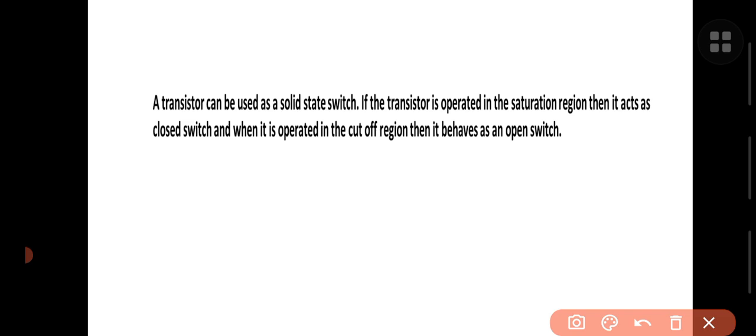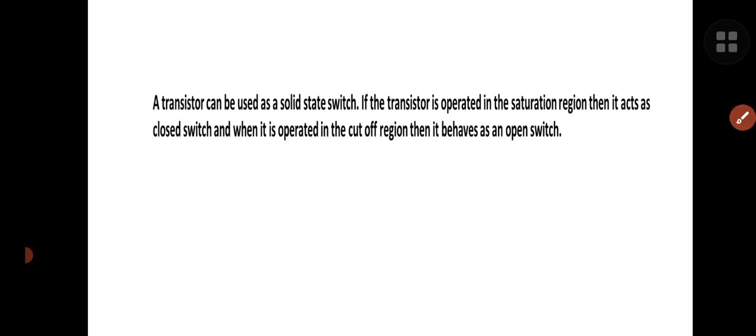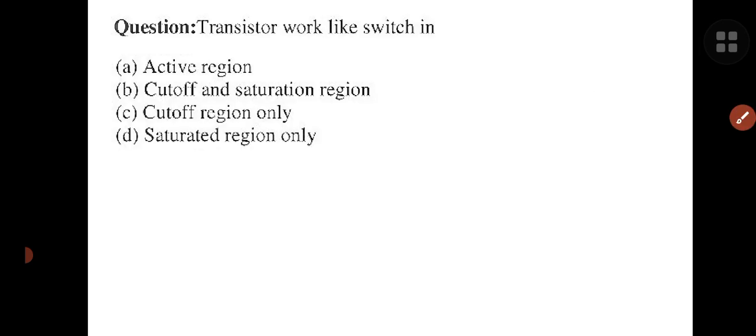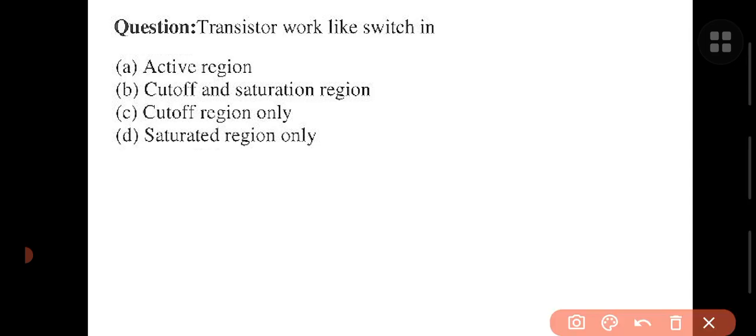So from this statement we can find the answer: B, cutoff and saturation region. In the saturation region it acts like a closed switch. In the cutoff region, an open switch. So our answer is cutoff and saturation region. The transistor works like a switch.